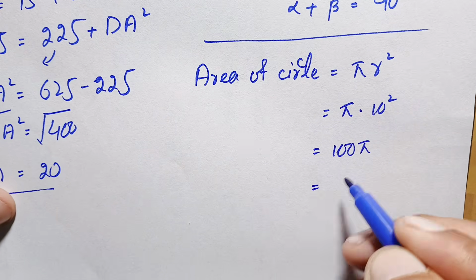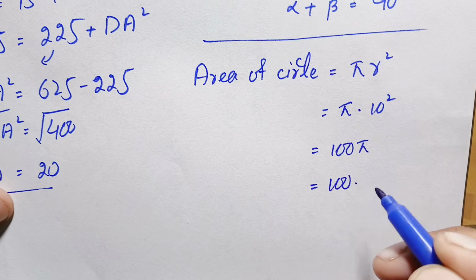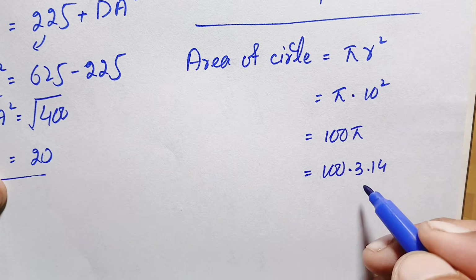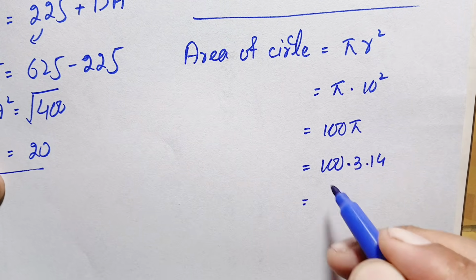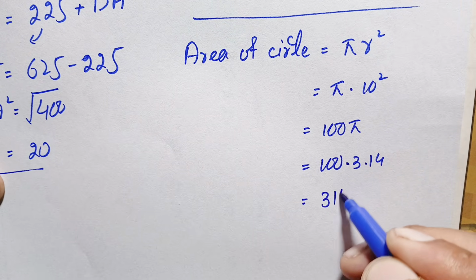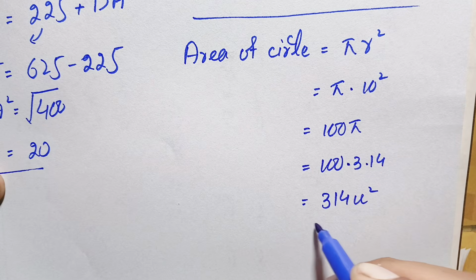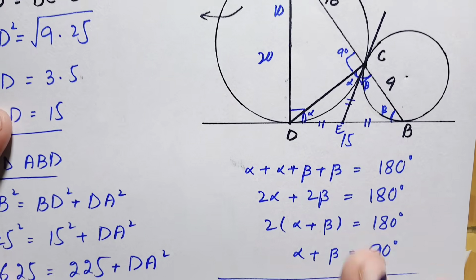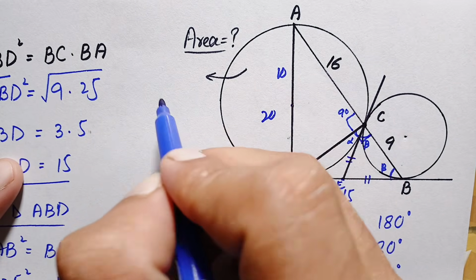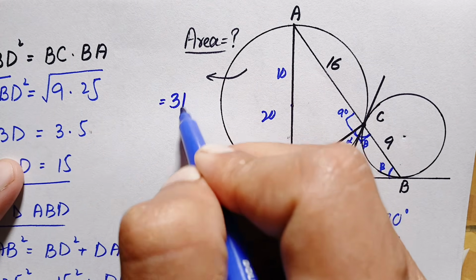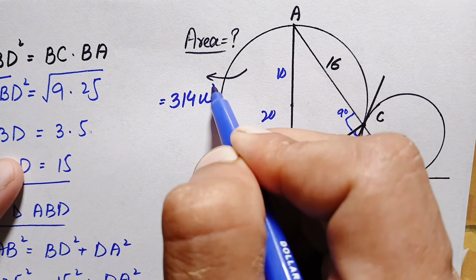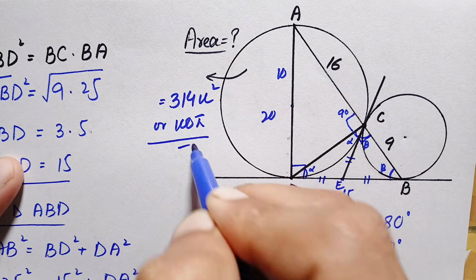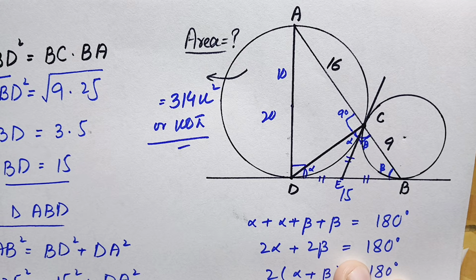But we also know that the value of pi is about 3.14 up to 2 decimal places. So multiply these two numbers, so this will become 314 units square. So finally this is our answer. So finally the area of this bigger circle is about 314 square units or 100 pi. Now this is our final answer and final target.